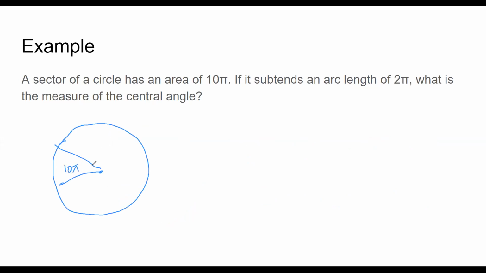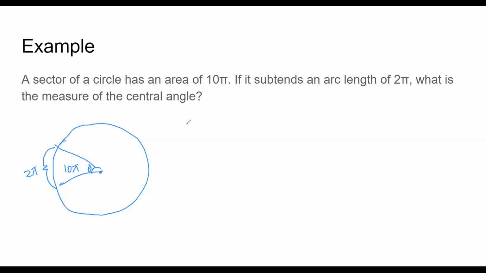If it subtends an arc length of 2 pi, so what it's saying is this arc length from here to here is 2 pi, what is the measure of this central angle? So this time they don't give us the radius or the total circumference or the total area. So that should tell us that we need to do some algebra here to try to find it.